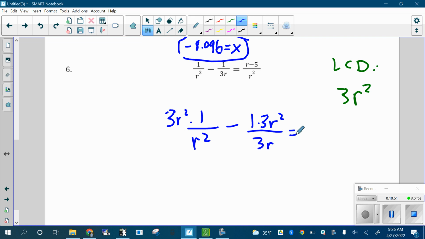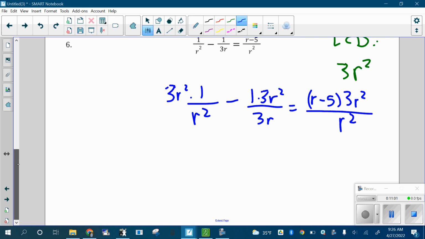Every single fraction gets that on top. Be careful about this one. It should look like this. Then remember, the whole purpose of this strategy is that it gets rid of the fractions. So what I should do now is I should simplify. And each fraction, the denominator should cancel.